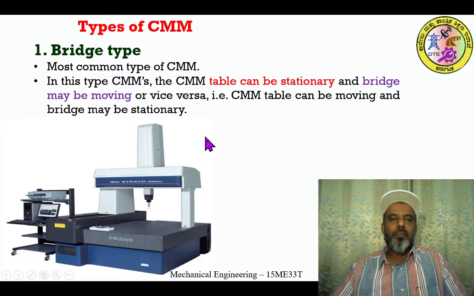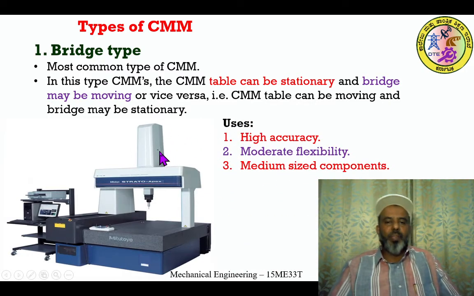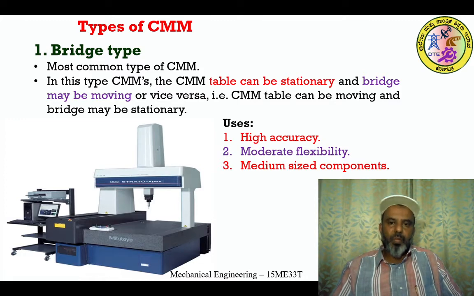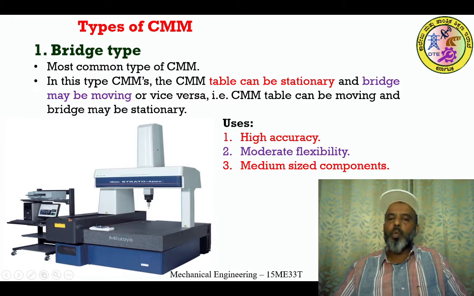Now let us discuss the uses of bridge type. When we require high accuracy and for moderate flexibility and for medium sized components, we go for a bridge type of CMM. You should remember here, this bridge type is commonly employed for medium sized components, and here we are having moderate flexibility. Also these machines can be employed when we require high accuracy.